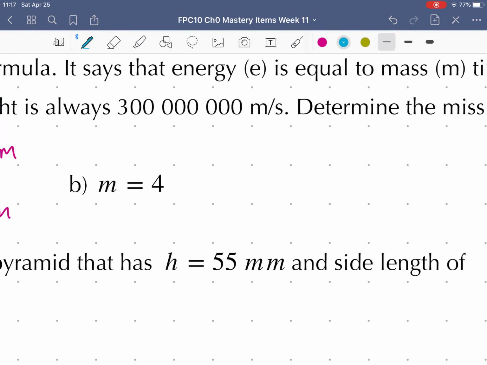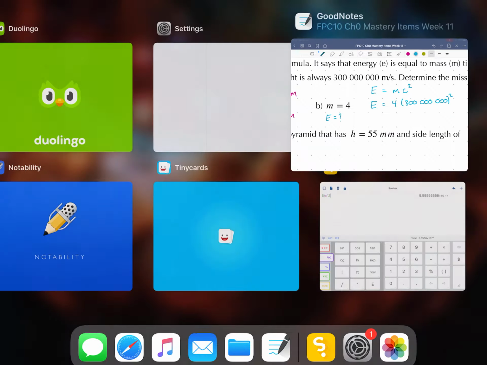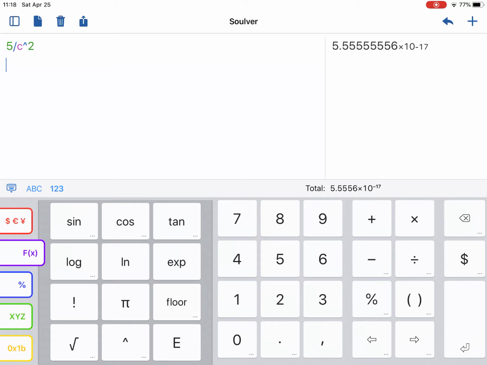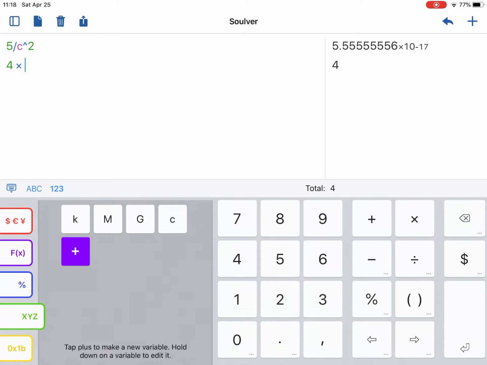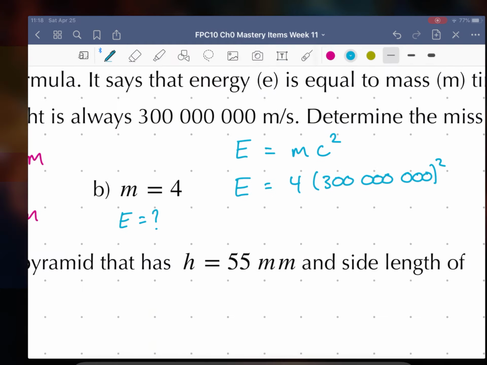Letter b, we know the mass, and we're asked to find the energy. So in this one, what we're asked to find is already isolated: mass times the speed of light squared. So energy is equal to 4 times 300 million squared. Now I go to my calculator, and I do 4 times c, and then I square it. 4 times c squared, and I get 3.6 times 10 to the 17, a very big number.